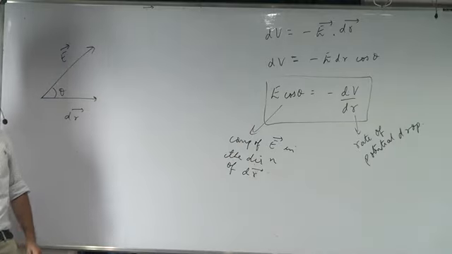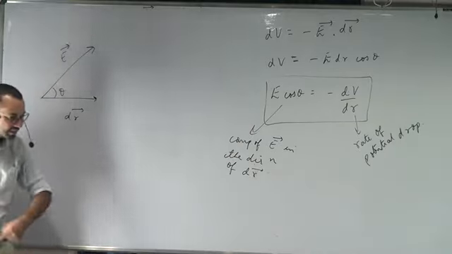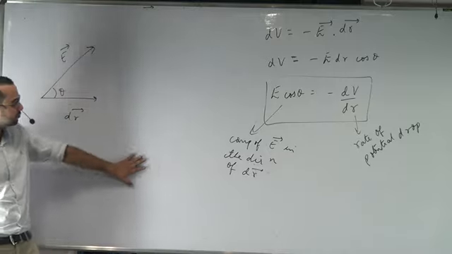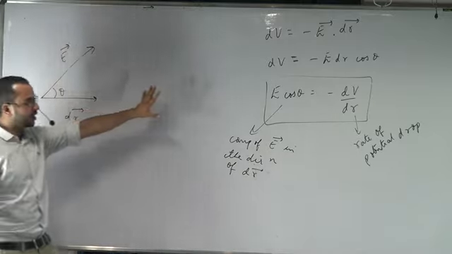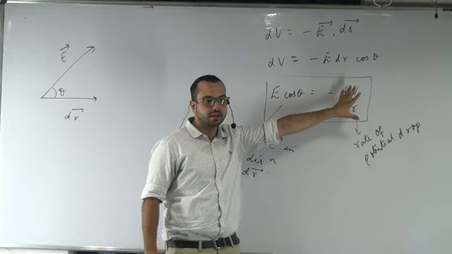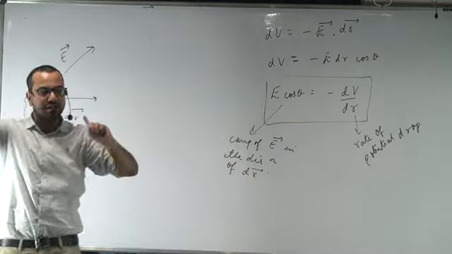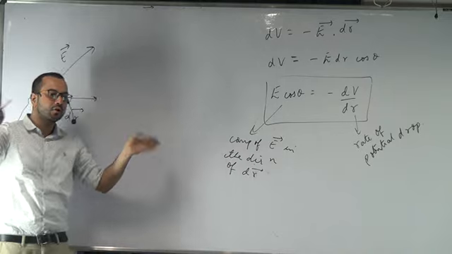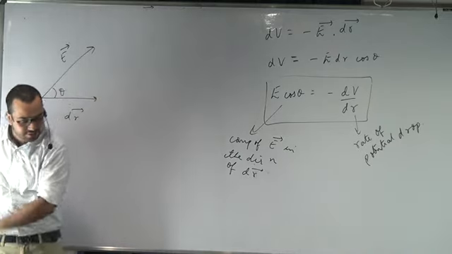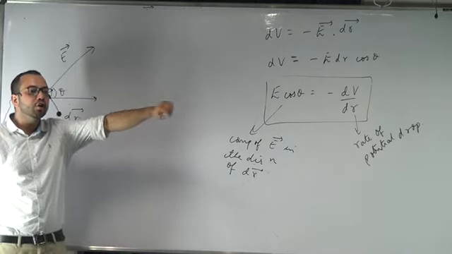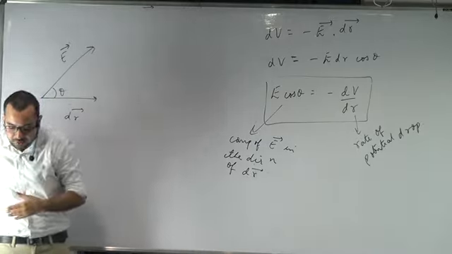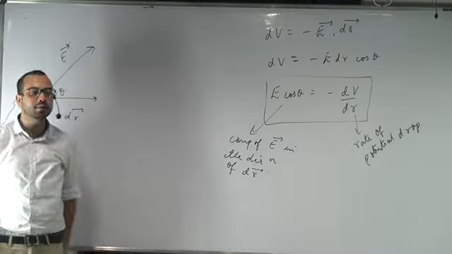How do I do that? What is the field in this direction? What do I do? I come here. E cos theta is equal to minus dV by dr. मतलब no matter where the field is, what is the exact value of the field? I don't know. But I'm only interested in the field in this direction. Okay. So that component of field in this direction is equal to the rate of dropping potential.